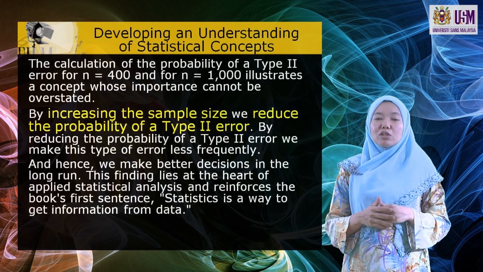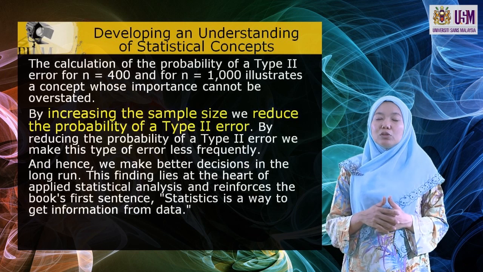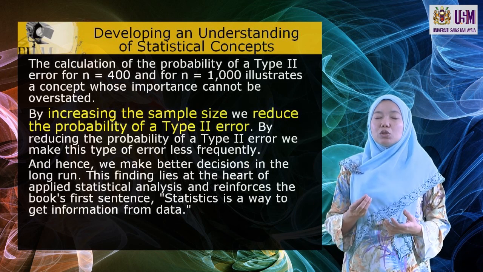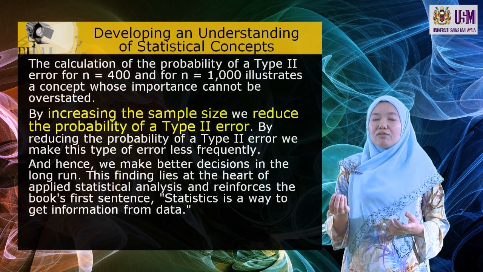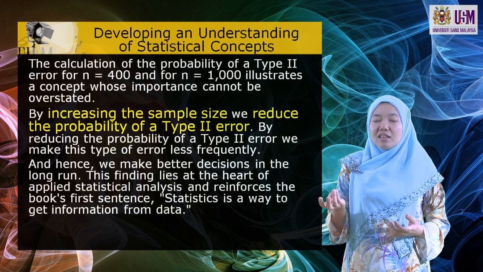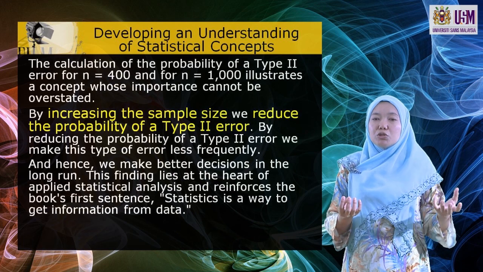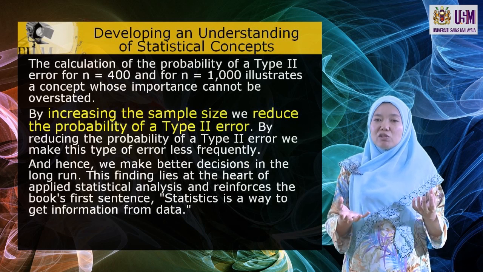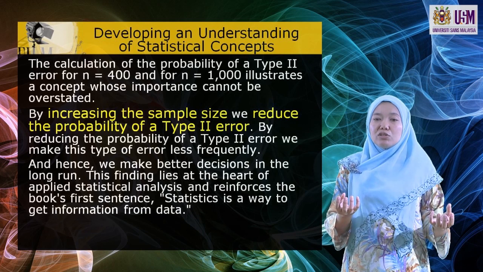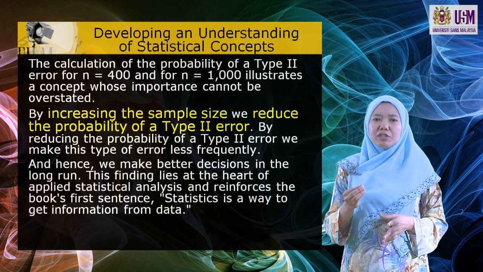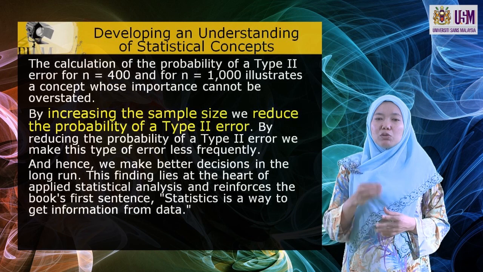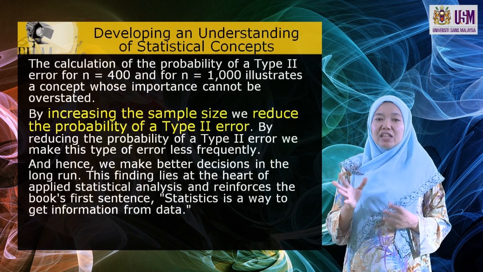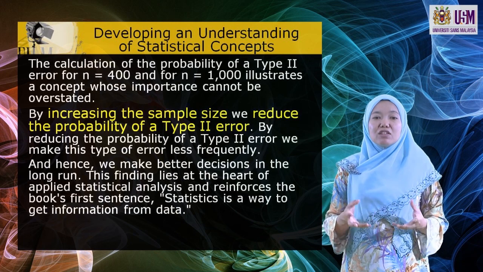So remember, when we talk about data collection in part 2, you always need to balance the need between increasing your sample size in order to improve the quality of your inference, the quality of your estimate, against, at the same time, making sure that your cost does not inflate as well. So there is a need to strike a balance between increasing the sample size and reducing the cost. By reducing the probability of type 2 error, I already mentioned this, we want to make the error occur less frequently. So hence, we can make better decisions in the long run.